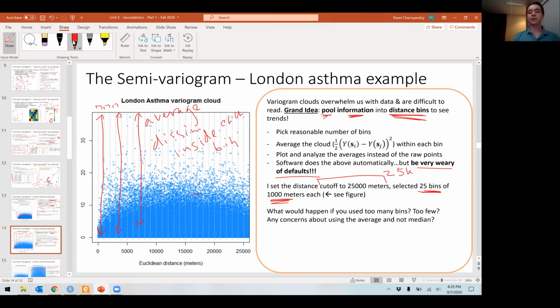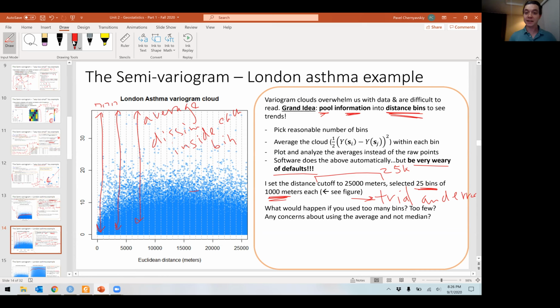So what would happen if you use too many bins? How did I pick a cutoff of 25 and 25 bins? Well, very much so trial and error. And that is going to be the name of the game when it comes to variograms: trial and error. Unfortunately, this is why people like to hate on variograms. It's very easy to get in trouble by using defaults and by not doing enough trial and error.